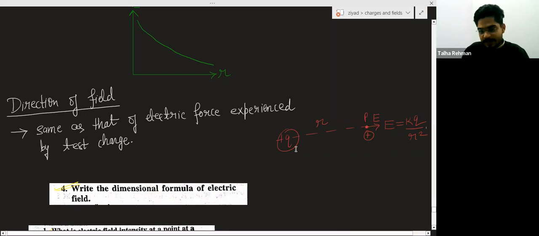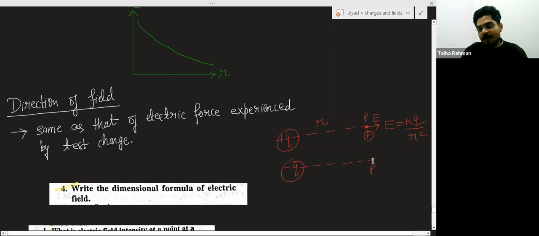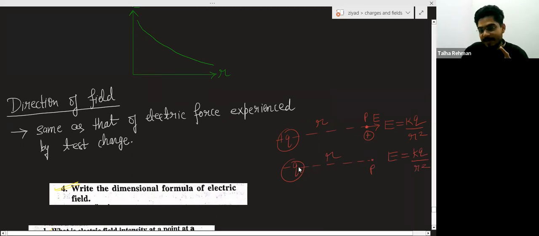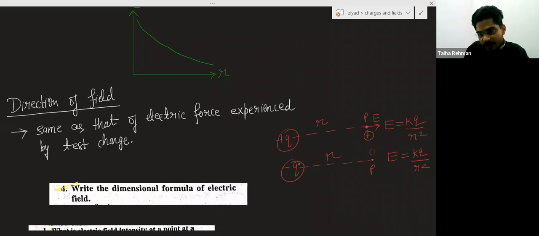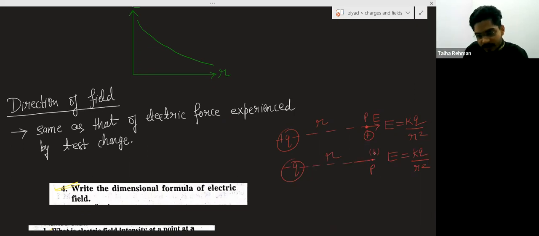For example, suppose here is a negative charge, and this is point P. Now I want the magnitude and the direction of the electric field at point P. The magnitude will be kq by r square. Now how will you calculate the direction? This is a negative charge, so here you assume a positive charge, as I told you. This is negative and this is positive, so both will attract each other. So the direction of the force will be in this direction, and the direction of the force is the same as the direction of the electric field.